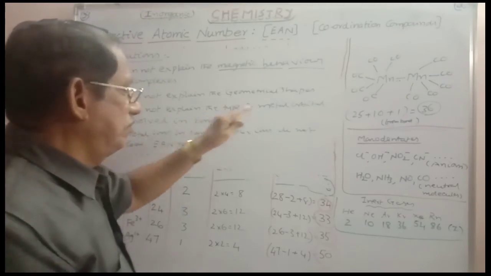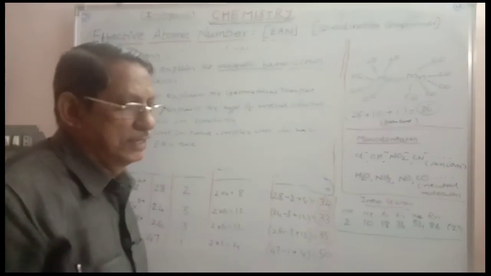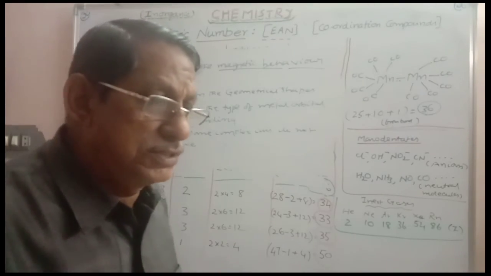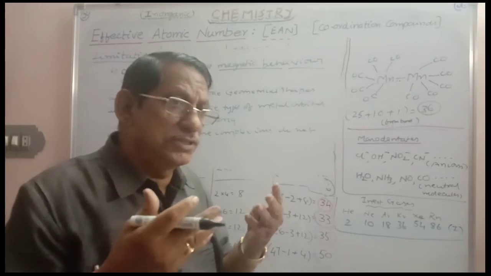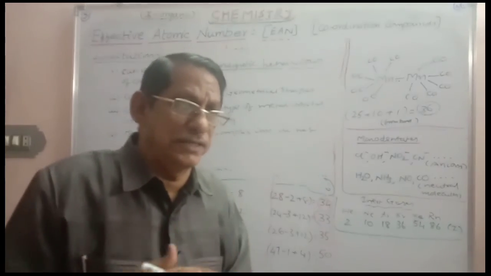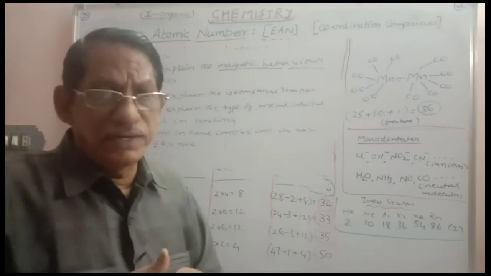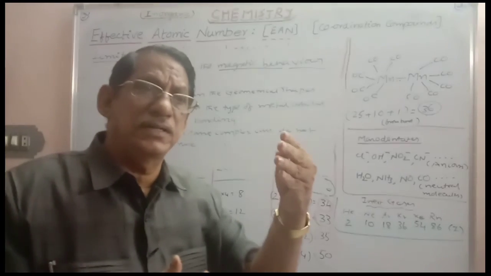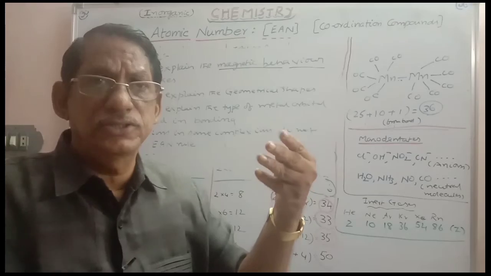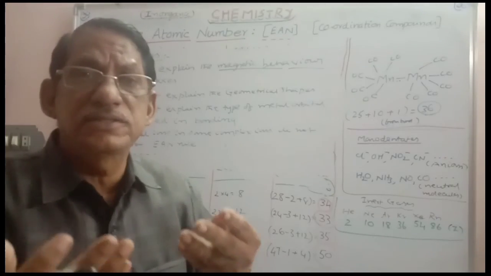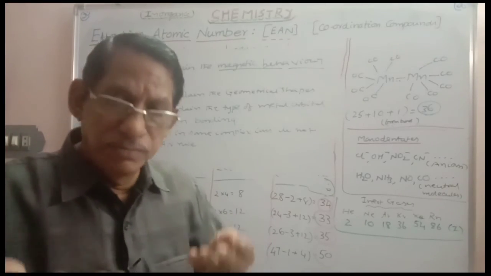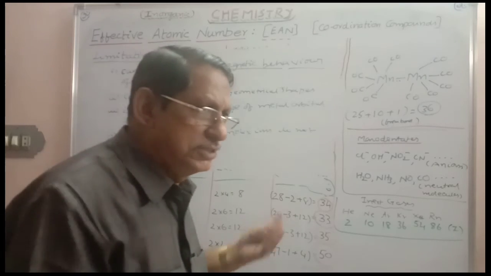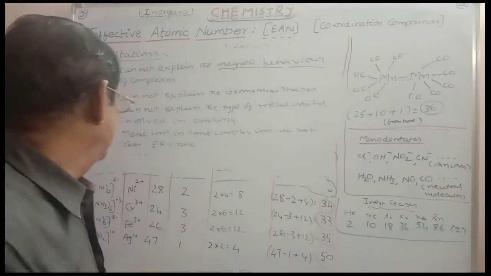and these geometrical shapes cannot be explained by Sidgwick's theory. Okay. Next, it cannot explain the type of metal orbital involved in the bonding. Coordination compounds are formed by the donation of lone pair of electrons from ligand to the metal ion. And bonding is always formed by overlapping. For overlapping, you have to take the orbital from metal ion and orbital from the ligand. These should overlap. What type of metal orbital is involved here in overlapping for the bond formation? That was also not seen here. That is not explained.